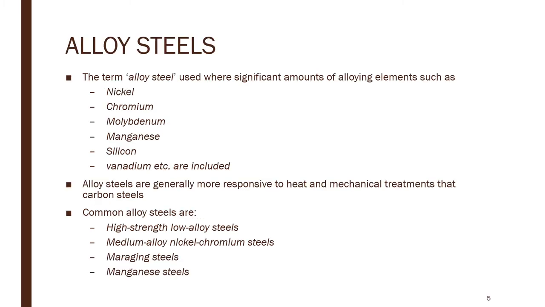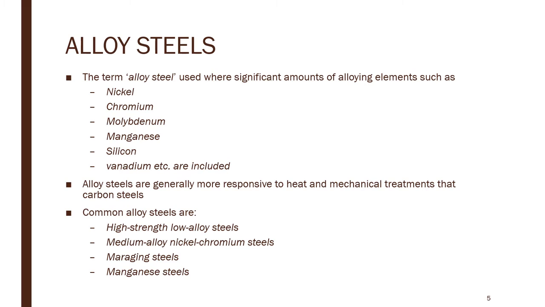The next type of steel is alloy steels. The term alloy steels, alloy, you have heard many times. The term alloy steel is used in many places. It is due to alloying elements like nickel, chromium, molybdenum, manganese, silicon, vanadium, etc. So these are included. Alloy steels are generally more responsive to heat and mechanical treatments than carbon steels.